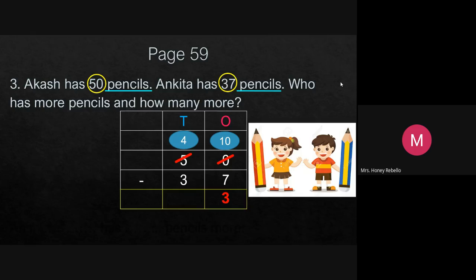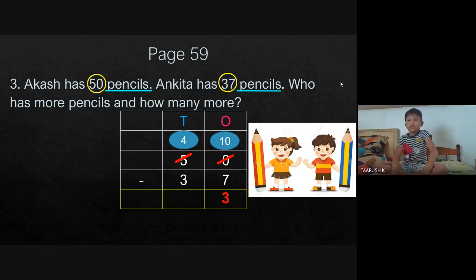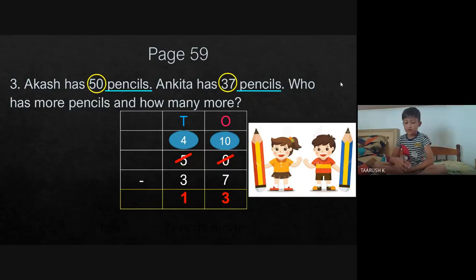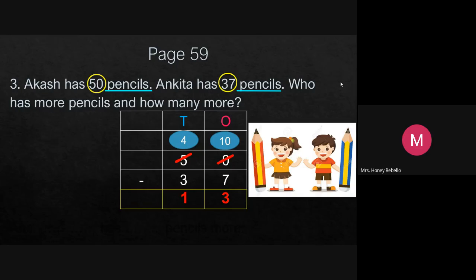Okay. Now, minus. 4 minus 3. 4. What is the answer on your fingers? 1. Very good. 1. Okay. Now you got 13. Now I want somebody else also to do this. 1 minute, children.